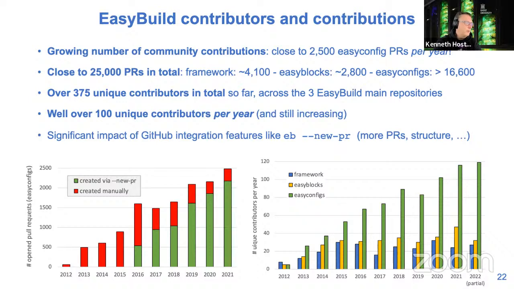Now, there was a big impact here by the GitHub integration feature, so the support for opening pull requests from the EasyBuild command line. This support was implemented because we were getting too many pull requests and they were not structured well enough. But we've probably shot ourselves in the foot there a bit by adding support to make it very easy to open pull requests. We've been getting way more pull requests than we were ever before. So you can see the support was implemented in 2016, and since then it has been increasing quite a bit.